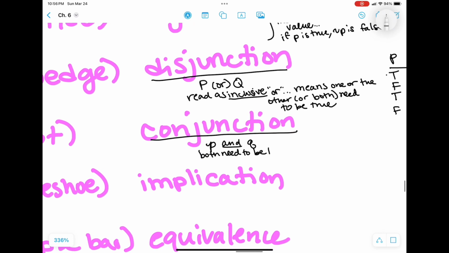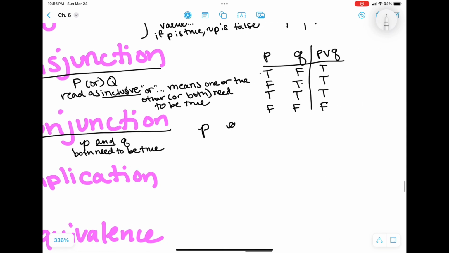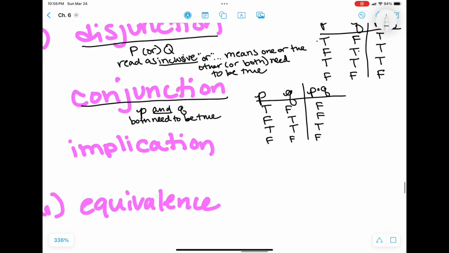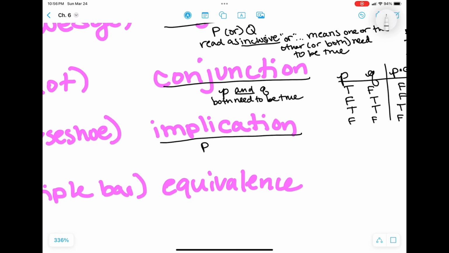For a conjunction, it's kind of the opposite. Both need to be true. Not the opposite, but it's different in that it's not that one of them must be true, it's that they both must be true. So there's only one scenario in which a conjunction is true, and it's the case in which both conjuncts are also true.